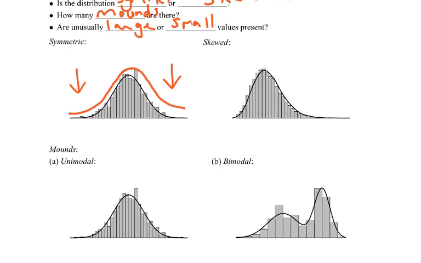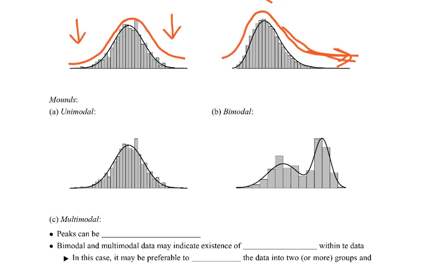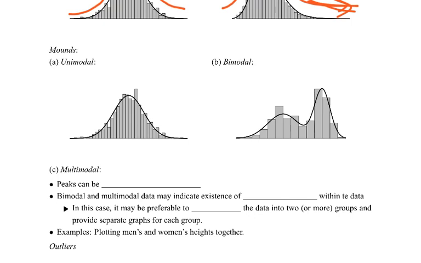A graph that's skewed will have more of the data on one side or the other. You can see in this graph, most of the data is on the left side, and then it tapers off as the data goes on. So we would call that a right skewed graph, and we'll talk more about why it's right skewed in just a few minutes.